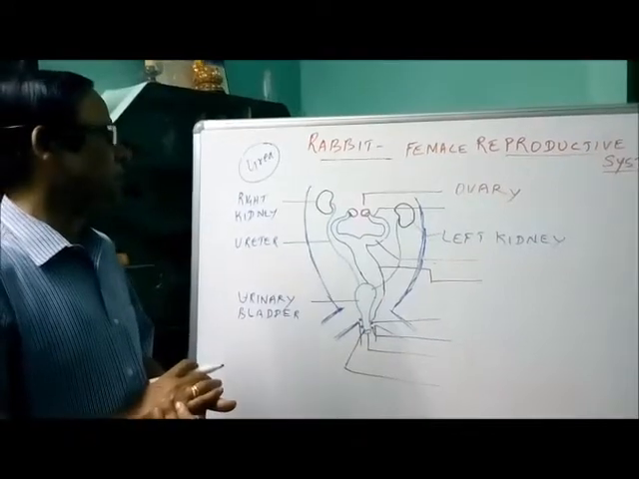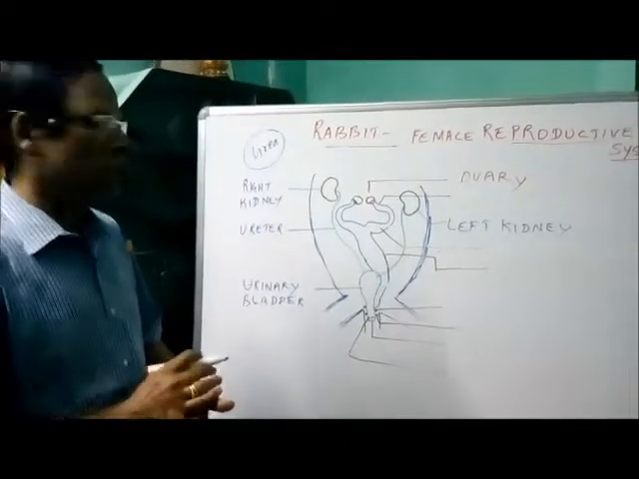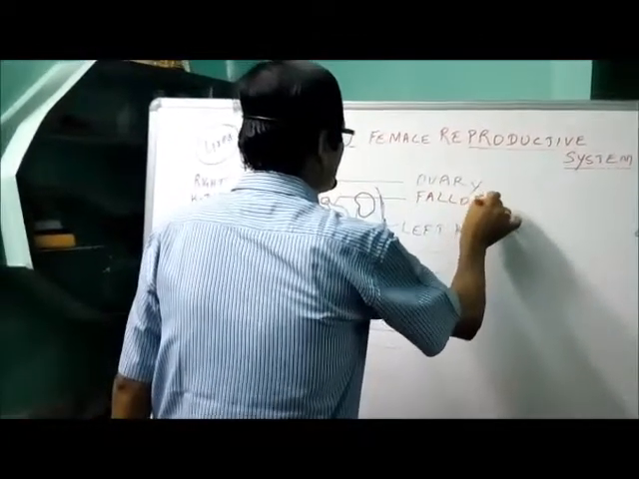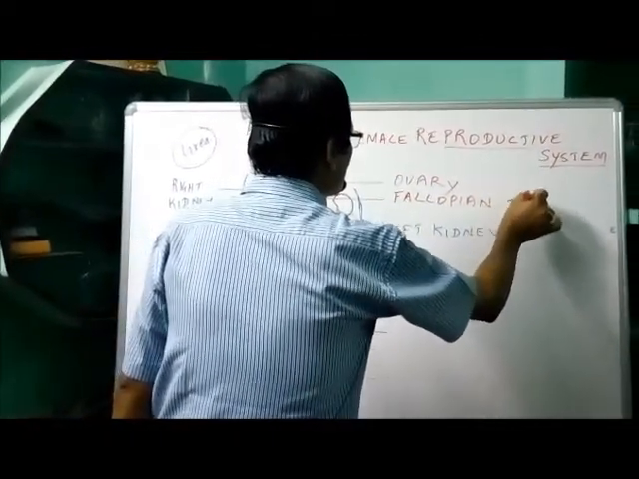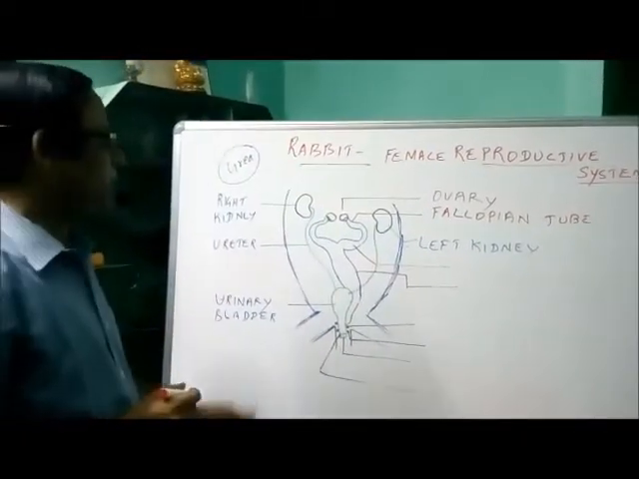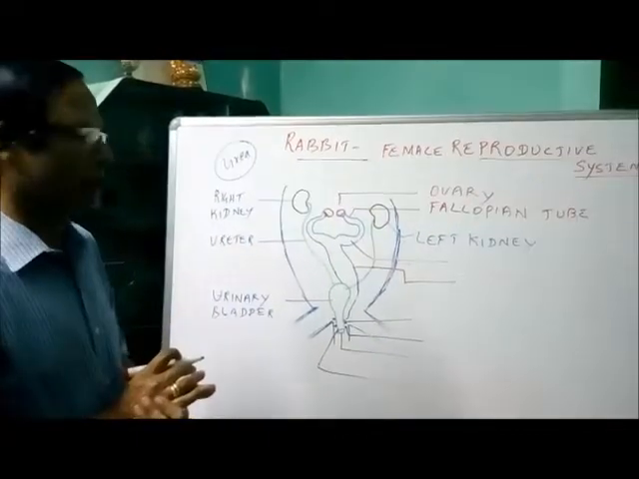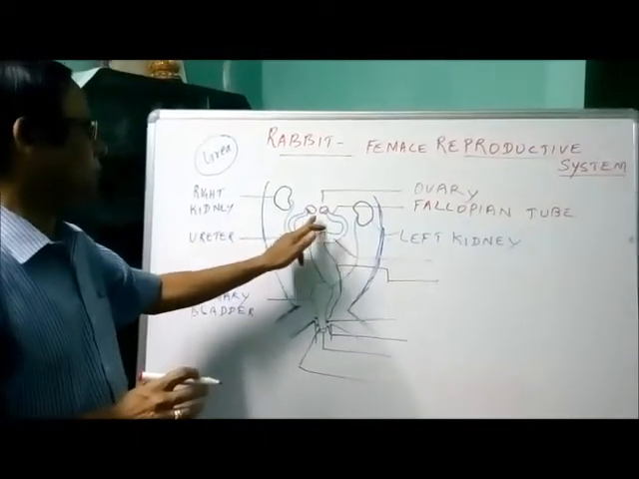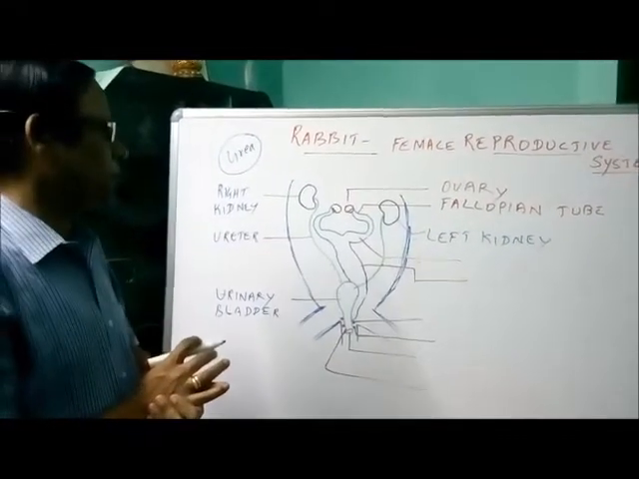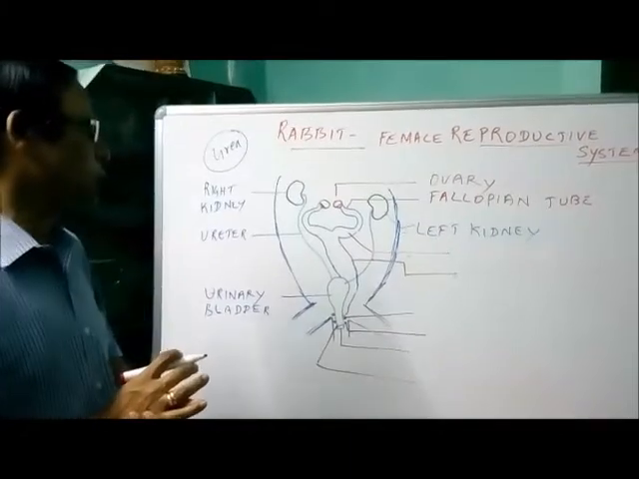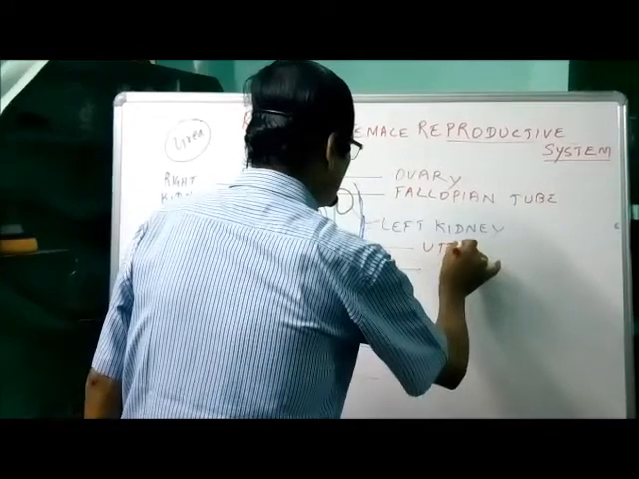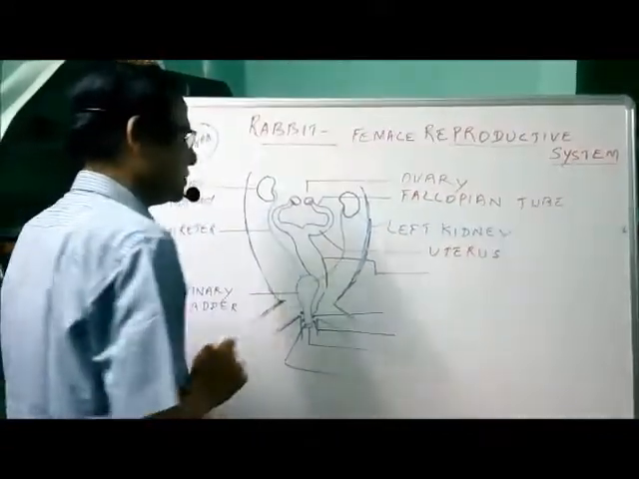The first part of the oviduct is called the fallopian tube. It has a funnel shaped opening just at the side of each ovary. This is the funnel shaped opening. This is the fallopian tube, the first part of the oviduct. Now this fallopian tube enlarges to form a wider tube called the uterus. This is the uterus.